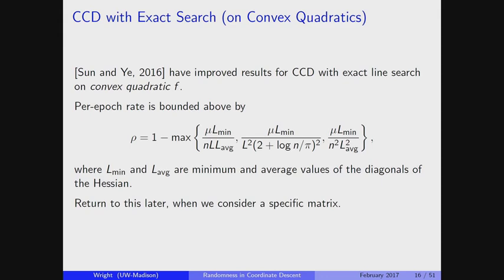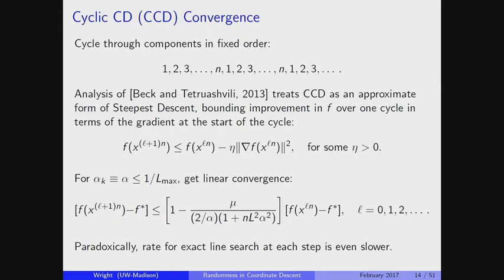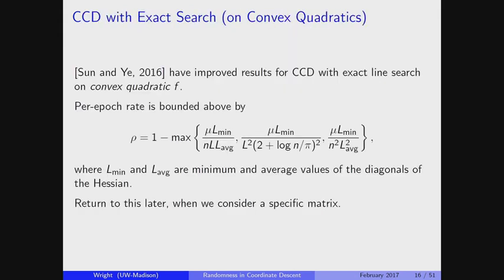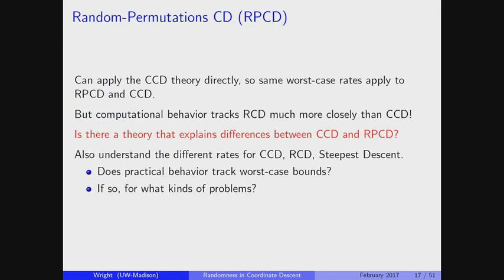But the main difference between this and the Beck-Tetruashvili bound is that the n here is turned into a log n, or a log n squared. So it's a little bit of an improvement. And this is for an exact line search. So it's considerably better than the previous analysis in the case of an exact line search. But again, pretty messy. And we'll return to this later when we talk about specific matrices. So I'll plug in a specific matrix later and get a more tractable value of that expression there.